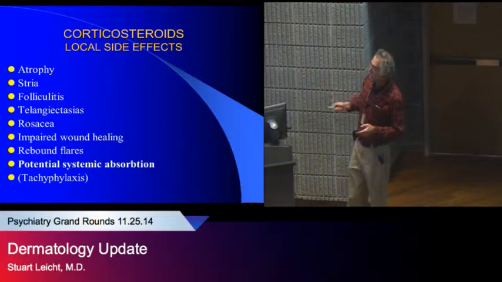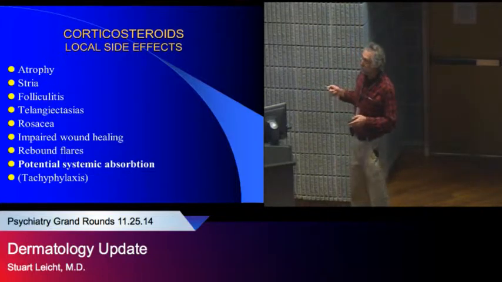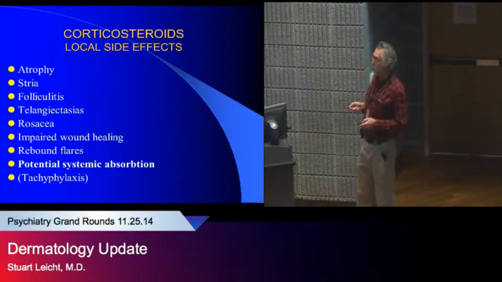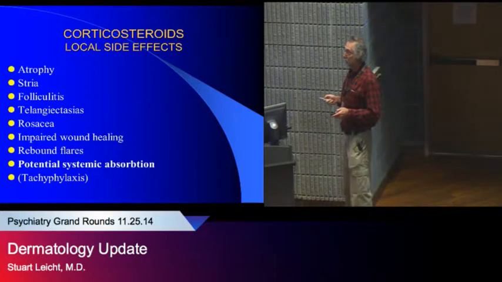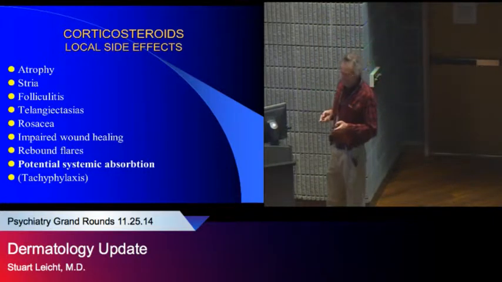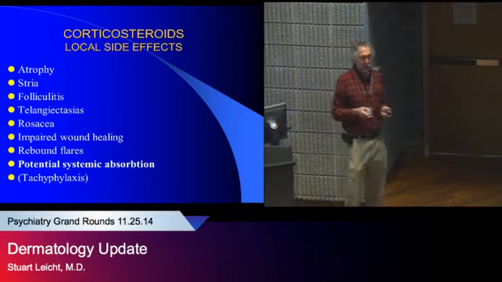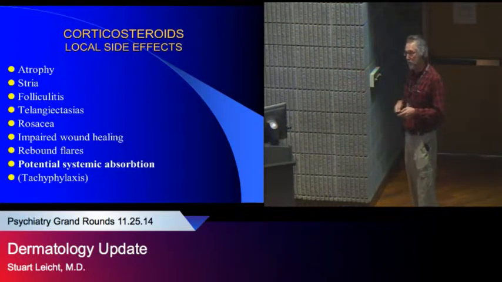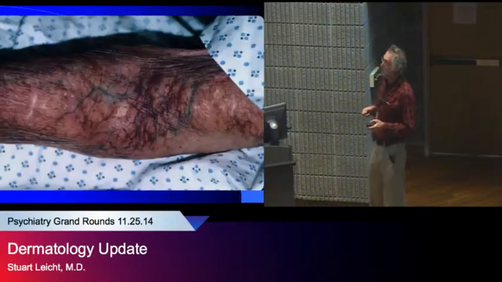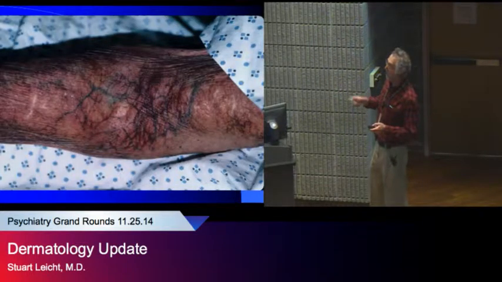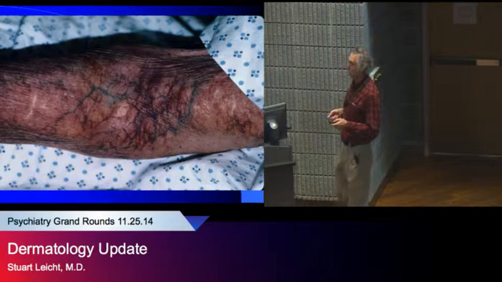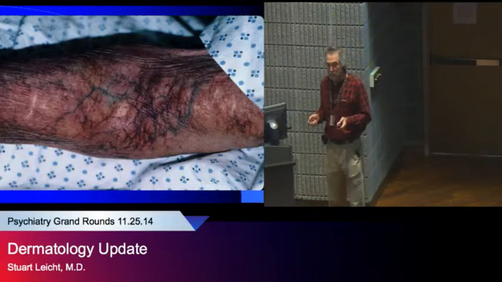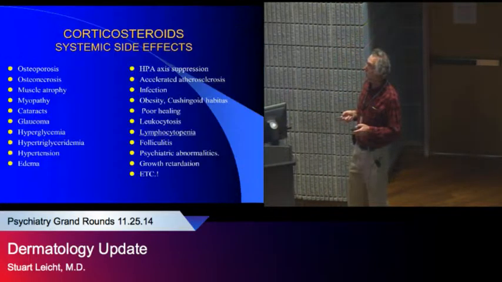Corticosteroids have a lot of local side effects. I'm not going to go through all these, but we worry about atrophy, stria, rosacea, impaired wound healing. I don't worry really about potential systemic absorption because, again, I'm not really worried about the HPA axis. I don't think, unless you have someone on this for really long periods of time, that enters into it. This is an example of atrophy for a patient that put a topical steroid in the antecubital fossa for a long period of time. The vasculature is readily visible.